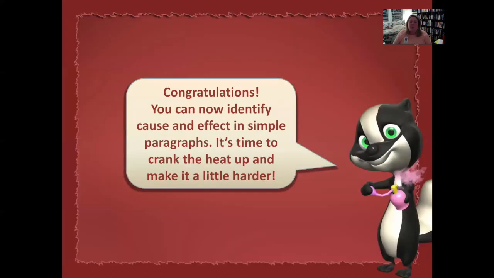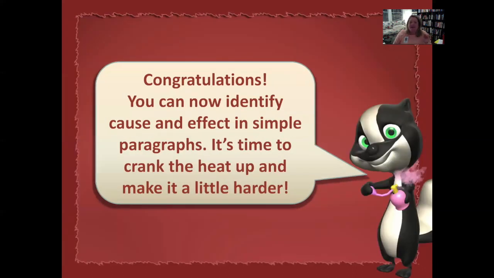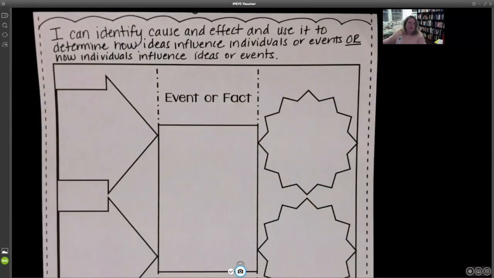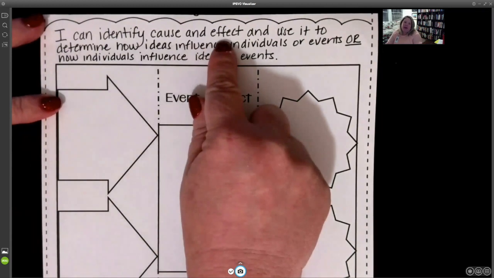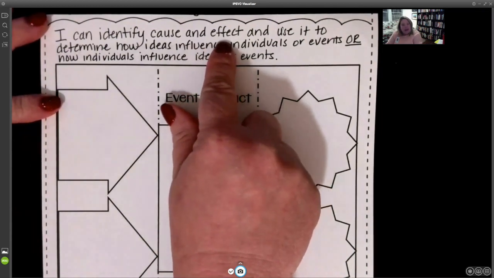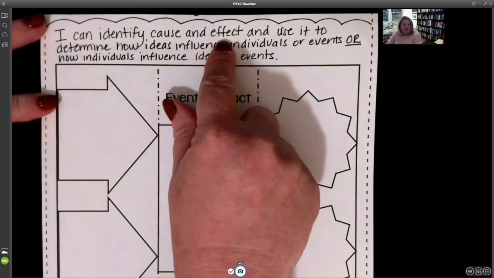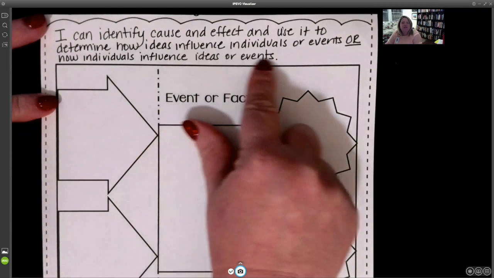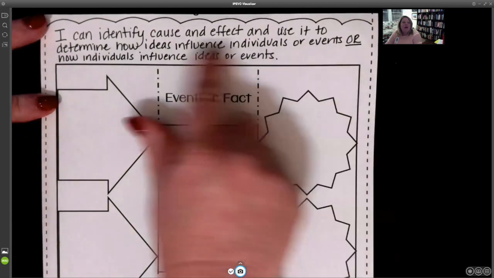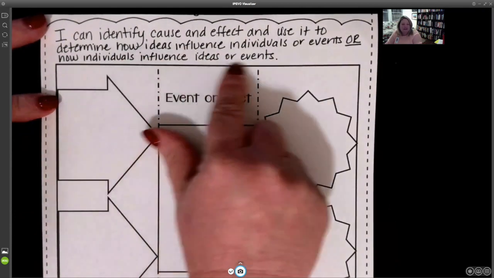All right, so I think you've got it. Now we're going to look a little bit further. We're going to crank up the heat in the kitchen and make it a little bit harder. All right, readers, now that we can identify cause and effect, which is the first part of our I can statement today, now we're going to take our knowledge of cause and effect and use it to determine how ideas influence individuals or events, or how individuals influence ideas or events.